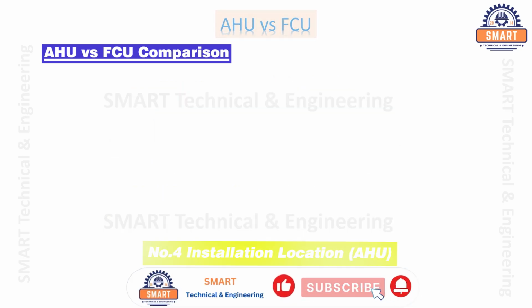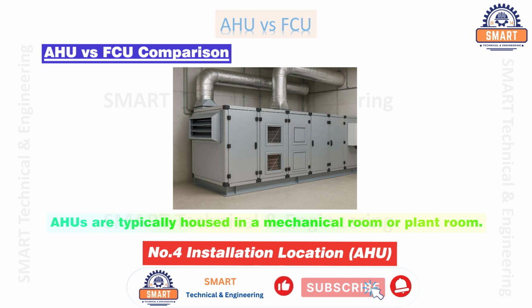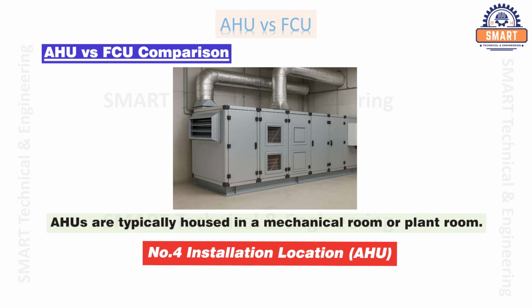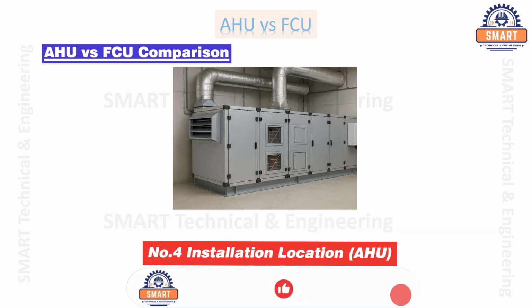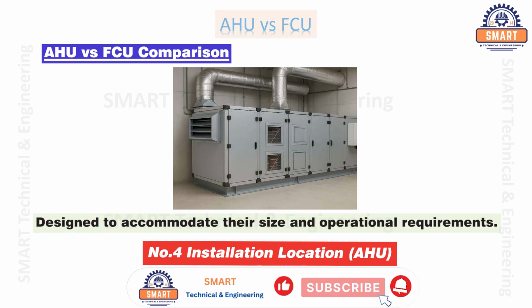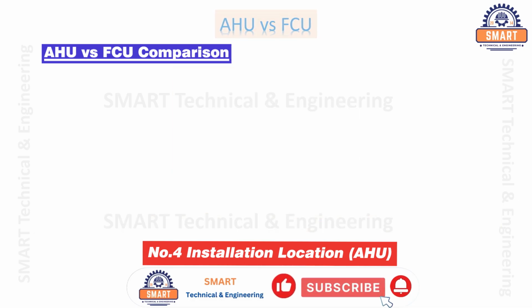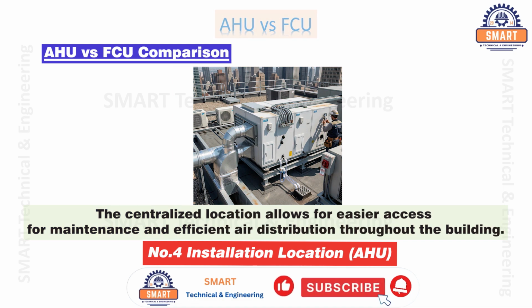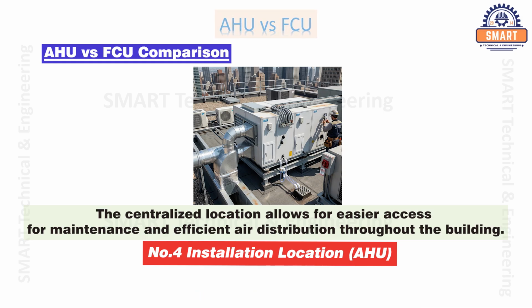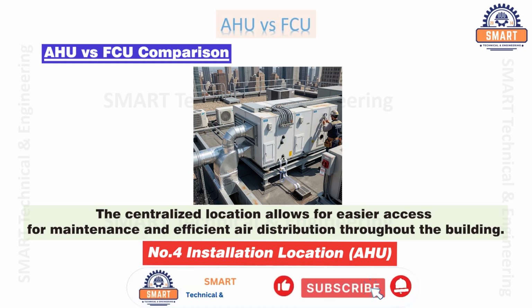Number 4. Installation location. AHUs are typically housed in a mechanical room or plant room, which is designed to accommodate their size and operational requirements. The centralized location allows for easier access for maintenance and efficient air distribution throughout the building.